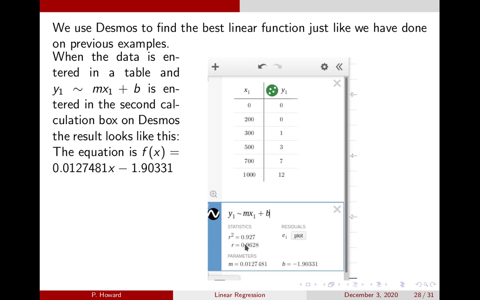And we see from the r squared value that this is probably a pretty good fit to the data. R squared is very close to 1.